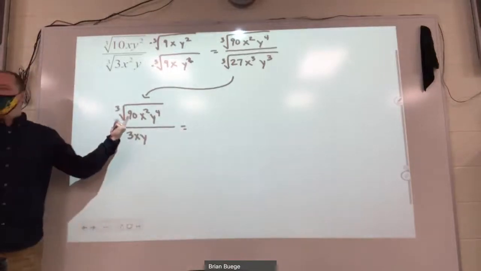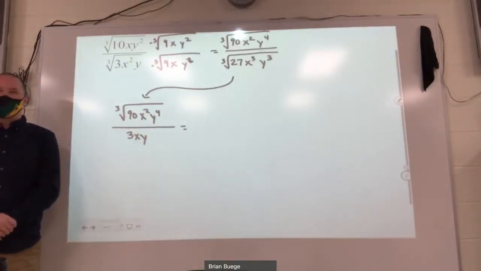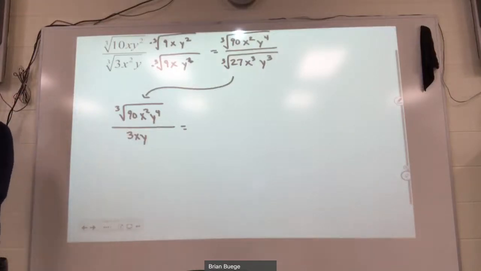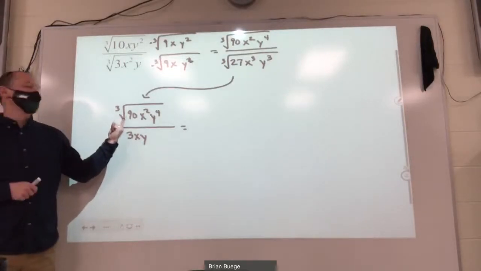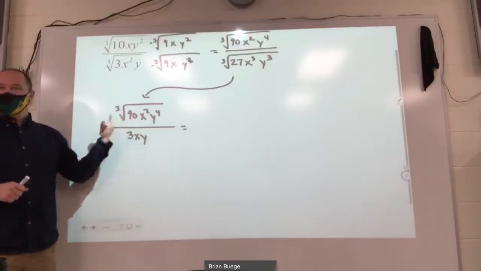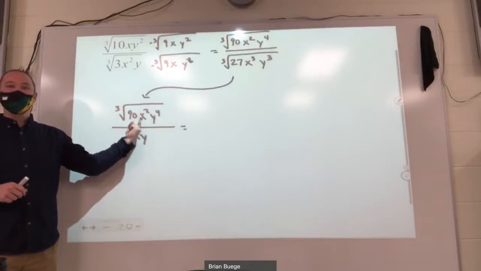If you're thinking of perfect cubes, are there any perfect cubes that are factors of 90 that we could use to reduce the 90 at all? What do you think? Any perfect cubes that are factors? Does 8 go into 90 evenly, 27, 64? What's the answer? Any perfect cubes that are factors of 90? No. So therefore we can't do anything with that. So that stays. In this case, because I don't have at least 3 x's, there's no way I can take the cube root there. So there's nothing I can do with the x squareds.